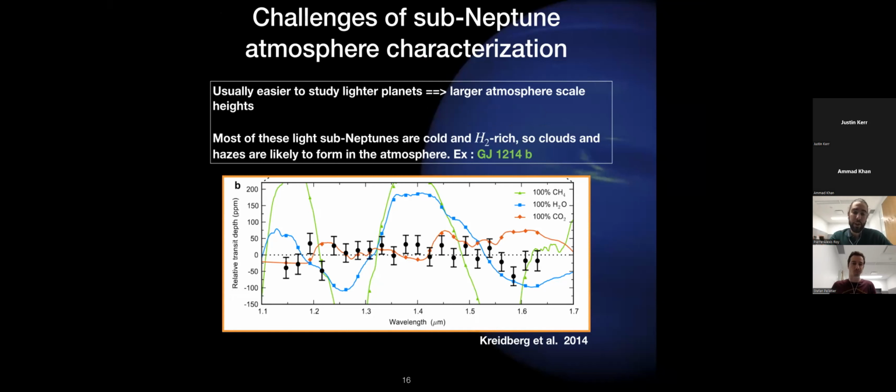Because while they do have an extended atmosphere of hydrogen, at least we expect, and large atmosphere scale heights, which means that they would have large signatures in transit spectroscopy, most of these planets, they're rather cold, and it's favorable for clouds to form in their atmospheres. And this kind of mutes all of the features we're trying to look at. Here I'm showing a famous example. It's GJ1214b, as seen with Hubble. And the transit spectrum we obtained, it's flat. And we think that's because of clouds in the atmosphere.